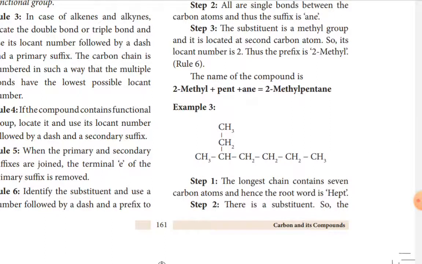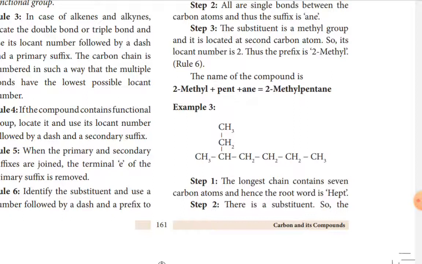Here see, there are CH3, CH, CH2, CH2, CH2, CH3. This is the linear pattern. And in the linear pattern, there are 6 carbon. But we have to find out the longest chain.